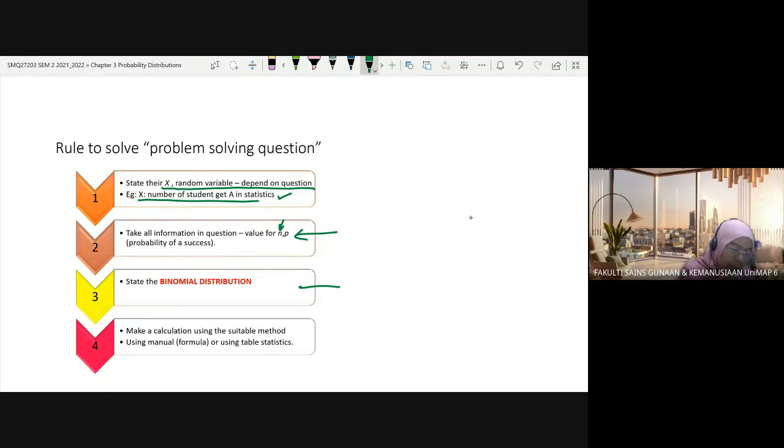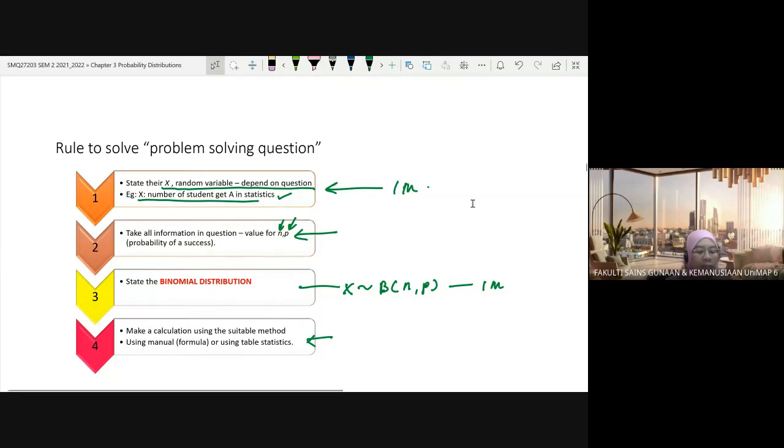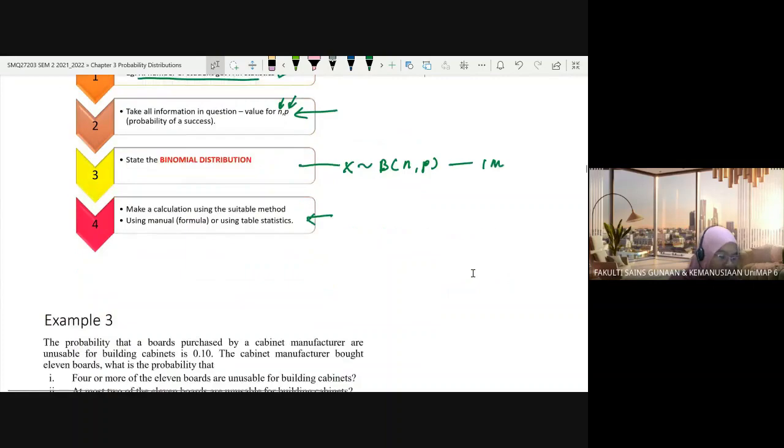It reflects the number of trials and the probability of success. State them into your binomial probability distribution. So this is what we call the binomial probability distribution, and then calculate what is given in your question. Commonly, this will give you 1 mark, and this will give you another 1 mark: 1 mark for defining what is X, another 1 mark for the X distribution according to the number of trials and the probability of success.